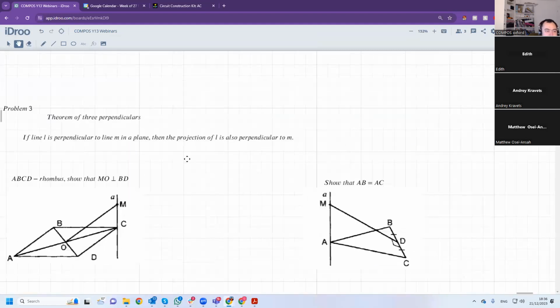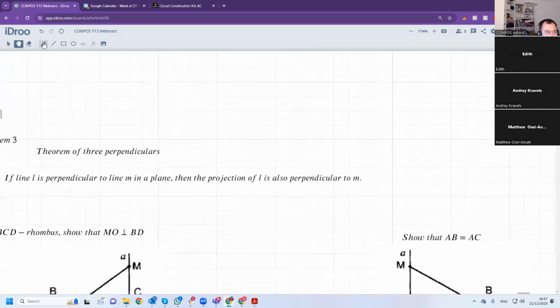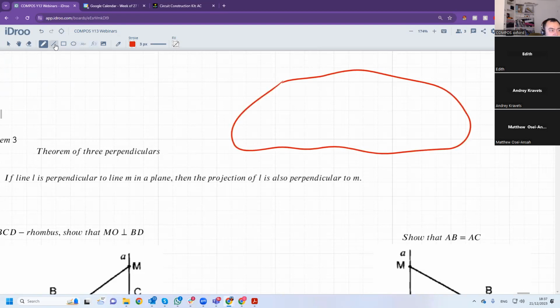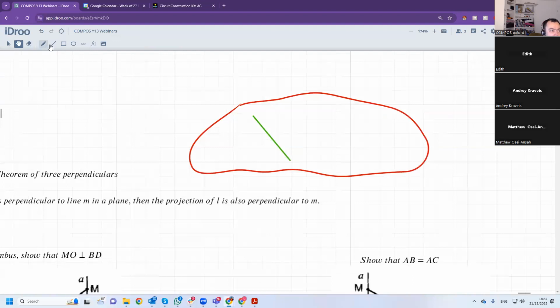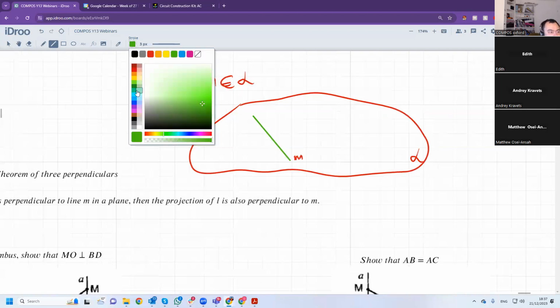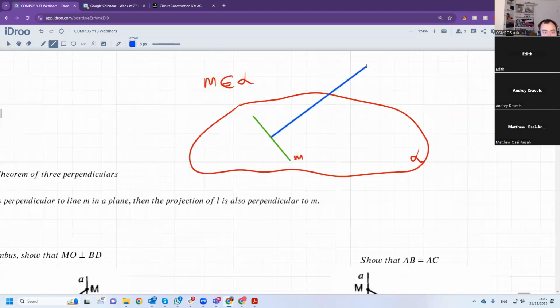Oh, what on earth does that mean? Well, look, if you have a plane, then you have a line in that plane. So line M, and this is the plane alpha. So M belongs to alpha. Now, there's another line, line L. And L is perpendicular to M.